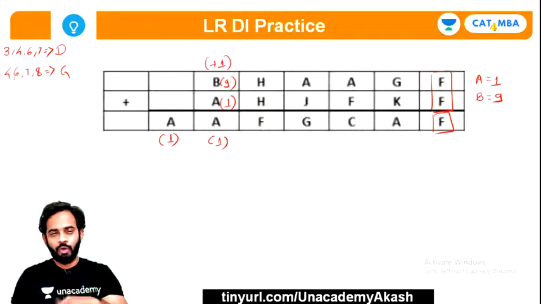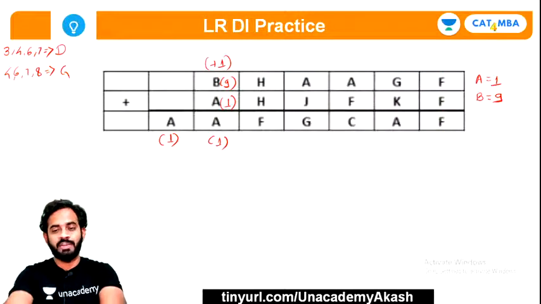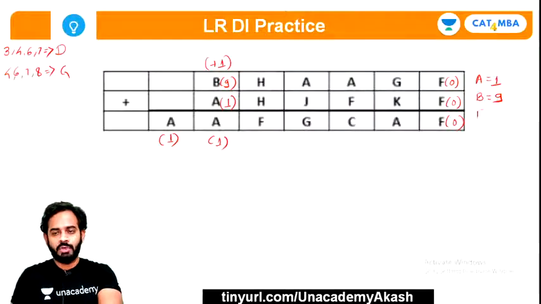7 plus 7, 14, not possible. 8 plus 8, not possible. 9 plus 9, 18, unit place is 8, it is also not possible. So it leaves us with only one choice, that is the value of f must be 0. Only then it is possible that 0 plus 0 you will get 0 itself. So you got the value of f, that is 0 over here.